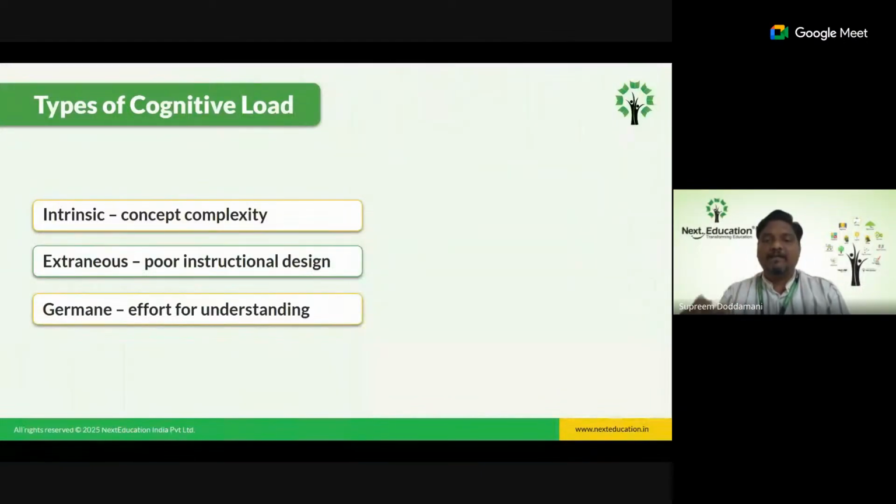Okay. Some teachers may ask, sir, you said germane effort. Now, how do we create such an explanation, keeping it short and simple, and even using diagrams also? Yes, we have each and everything. In the next part of the session, I will definitely show you how to overcome these cognitive loads.